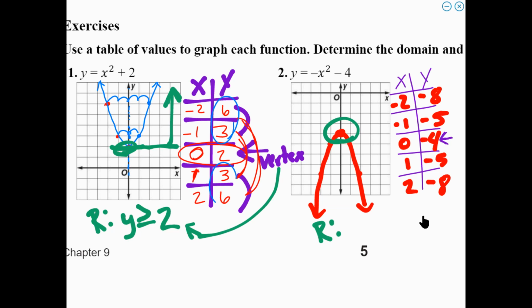For my range on the other side, it's a maximum point, right? If that's my biggest number that it's ever going to get, then that means all my y's here are less than or equal to -4. Again, that -4 was the y from my vertex. That's where I got that number from.